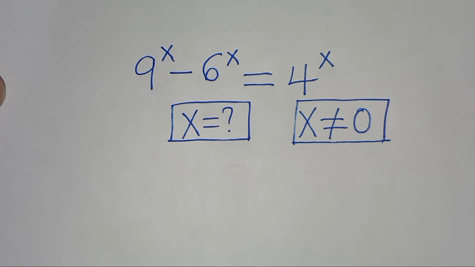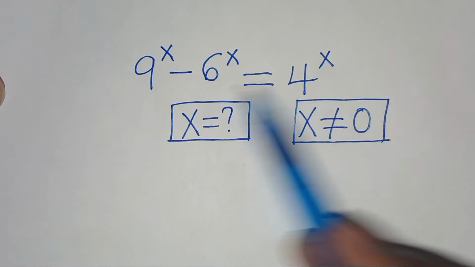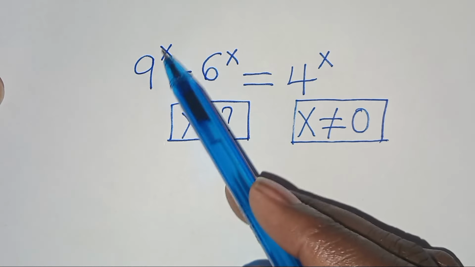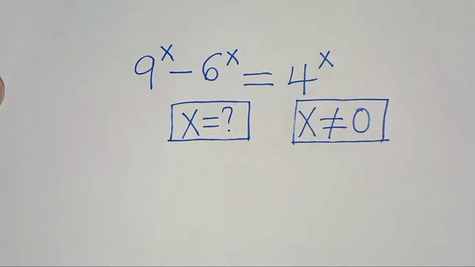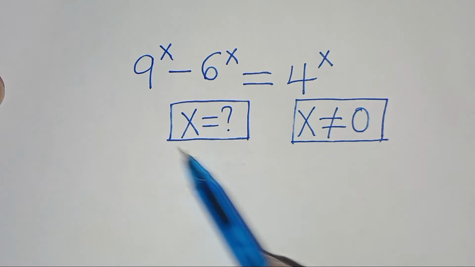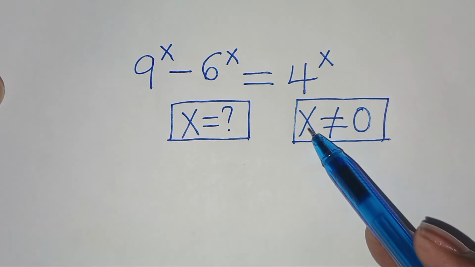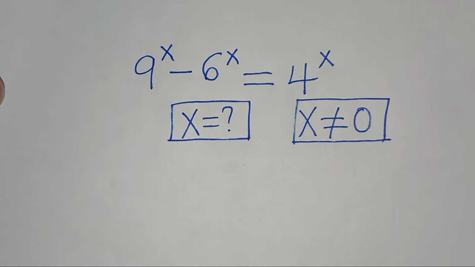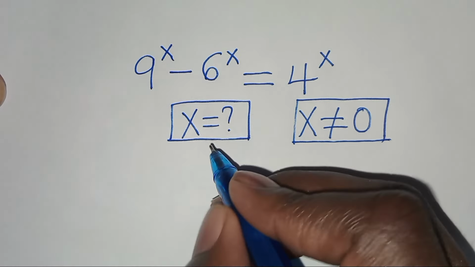Hello everyone, you are welcome to solve this nice algebra problem, which is 9 to the power of x minus 6 to the power of x, equal to 4 to the power of x. What is the value of x given that x is not equal to 0? So let's provide a solution from here.